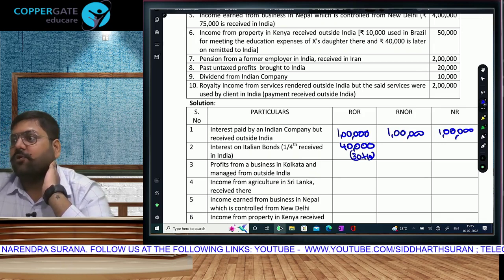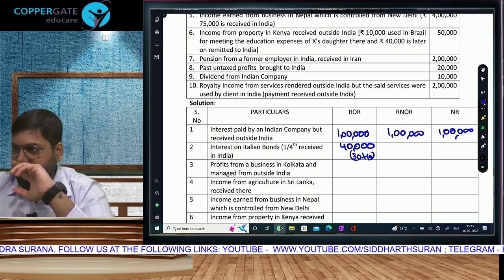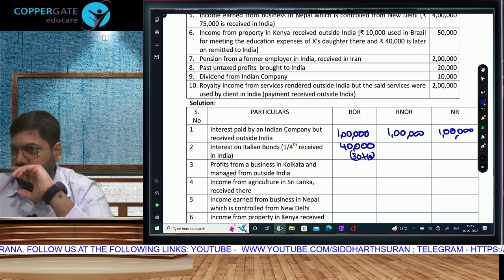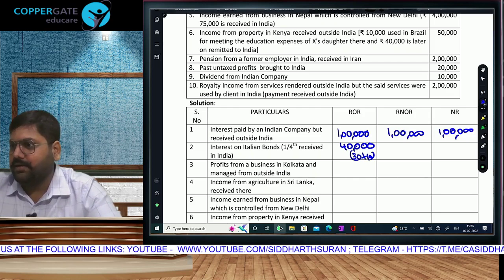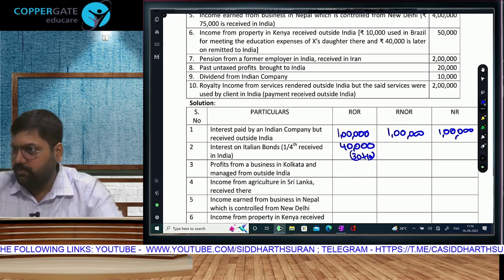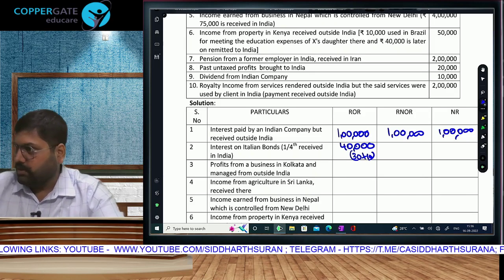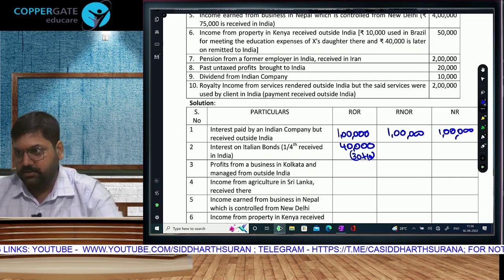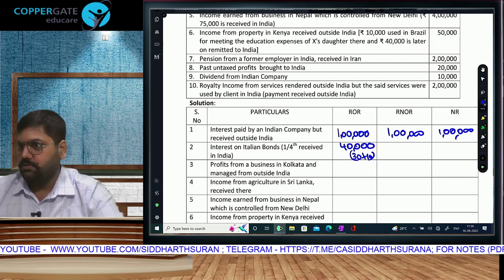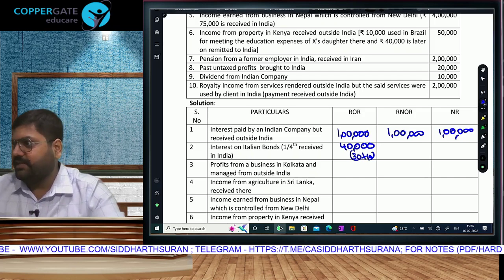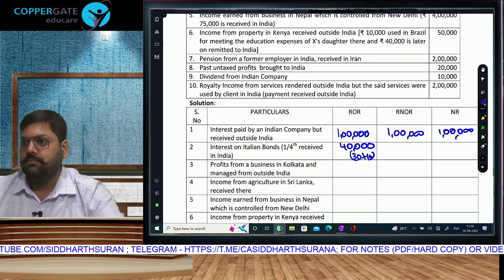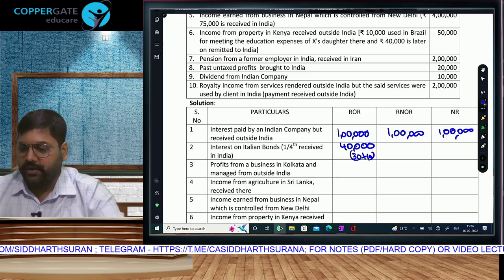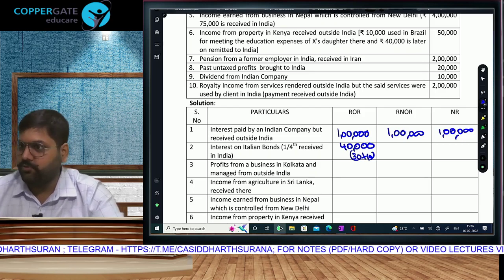We have to decide for the remaining 30. Received outside. And bonds are Italian bonds. Matlab, Italian company is using my funds. Bonds मालूम है ना आपको? Just like company issues debenture. Italian company is using my funds. So where are the funds used? Outside. जो received in India, that is already separately given. So that 30,000 is Indian income or foreign income? Foreign income. Foreign income will not be taxable for non-resident for sure.